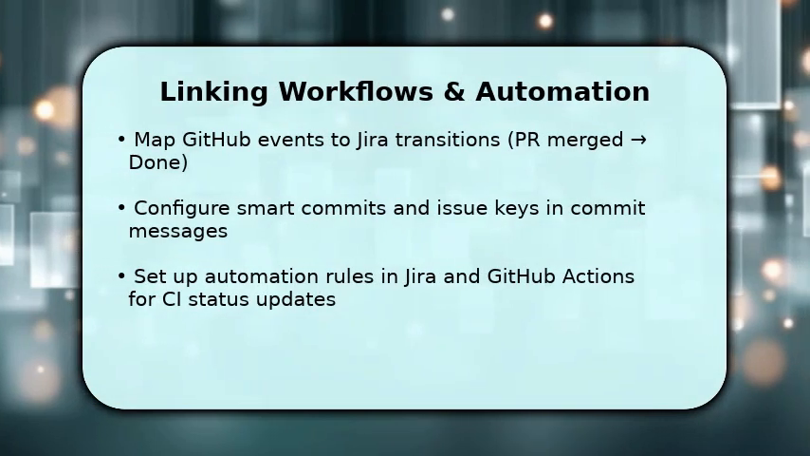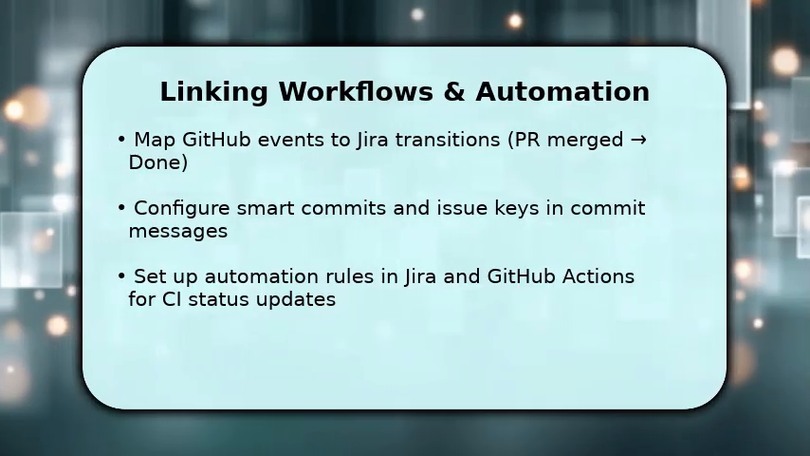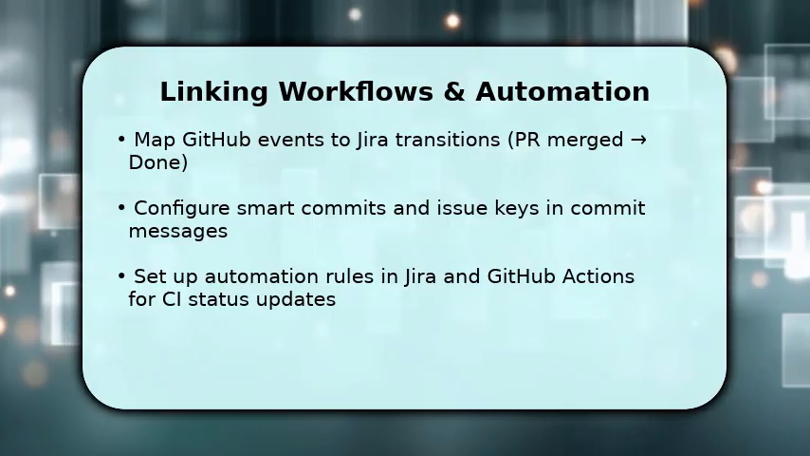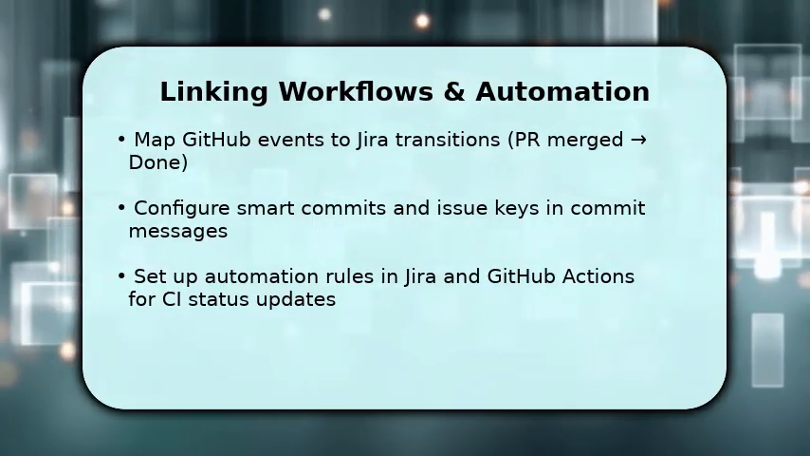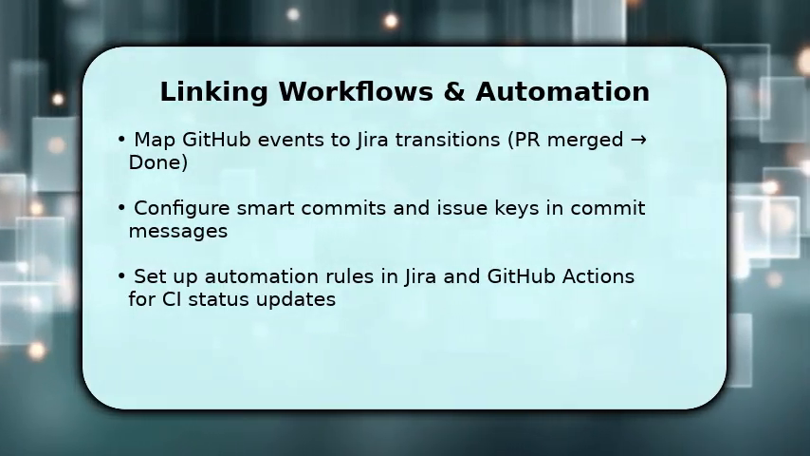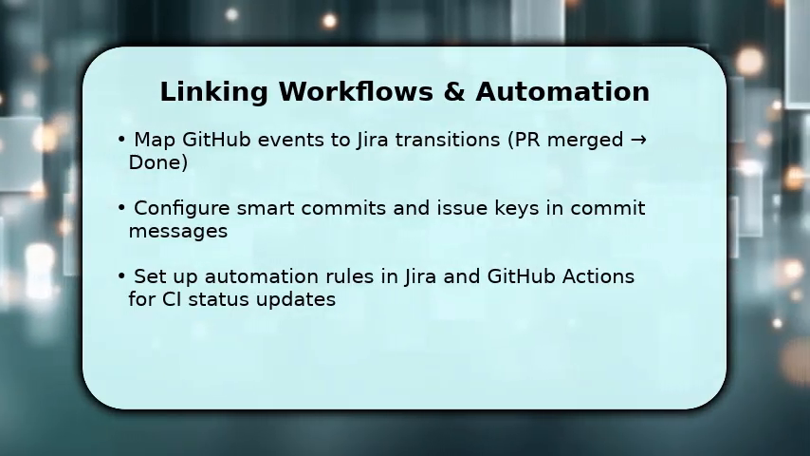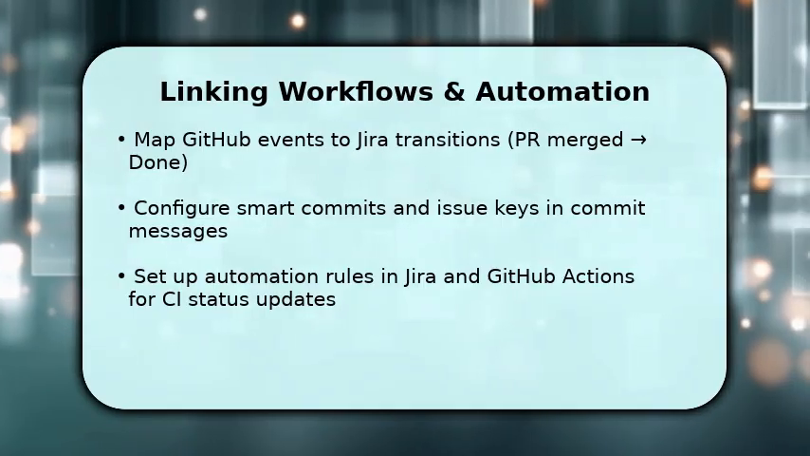Now you map events. Decide which GitHub hooks trigger Jira transitions. For example, PR merged moves the issue to done. You configure smart commits so commit messages containing issue-123 #comment update Jira. This is how Jira parses context from GitHub.